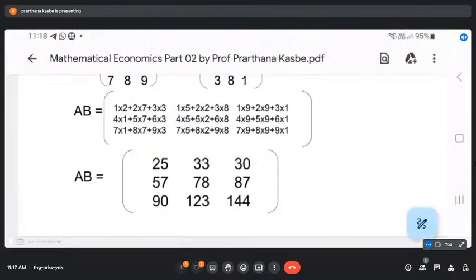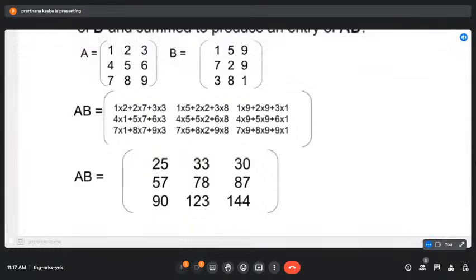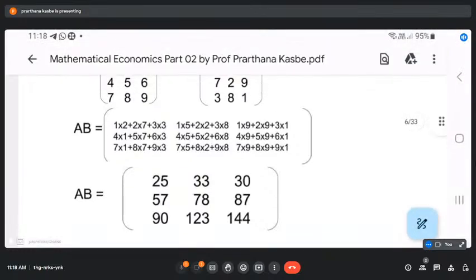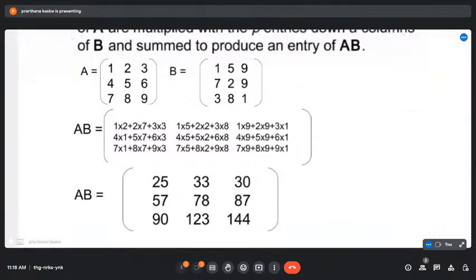Then second one is 1 × 5 plus 2 × 2, म्हणजे फर्स्ट रो सेकंड कॉलम चालू आहे आता. Then 4 into 5 plus 5 into 2 plus 6 into 8. That is second row, second column. Then third row 7 into 5 plus 8 into 2 plus 9 into 8. That is third row, second column.